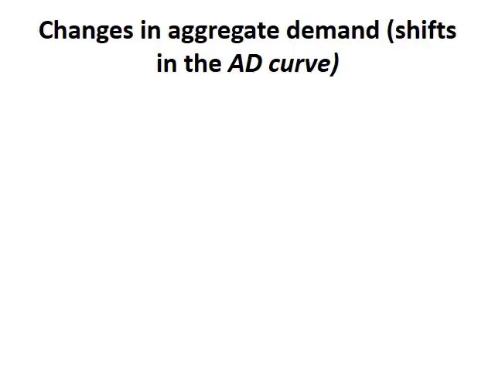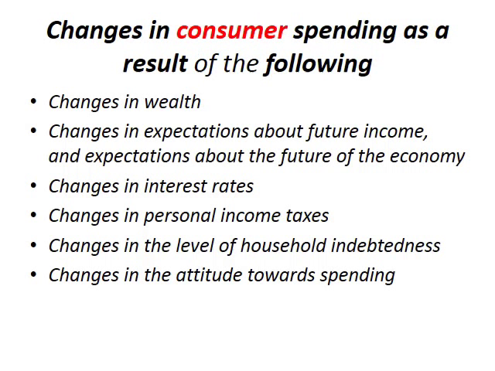Now we're going to look at changes in aggregate demand. So what's going to make the AD curve shift? You're going to see that we're going to go fairly quickly over these macro concepts because we're really building on what we've seen in micro. You're going to see a lot of similarities, but now we're looking at shifting the overall demand for products and goods in an economy, and you'll see that they're very similar.